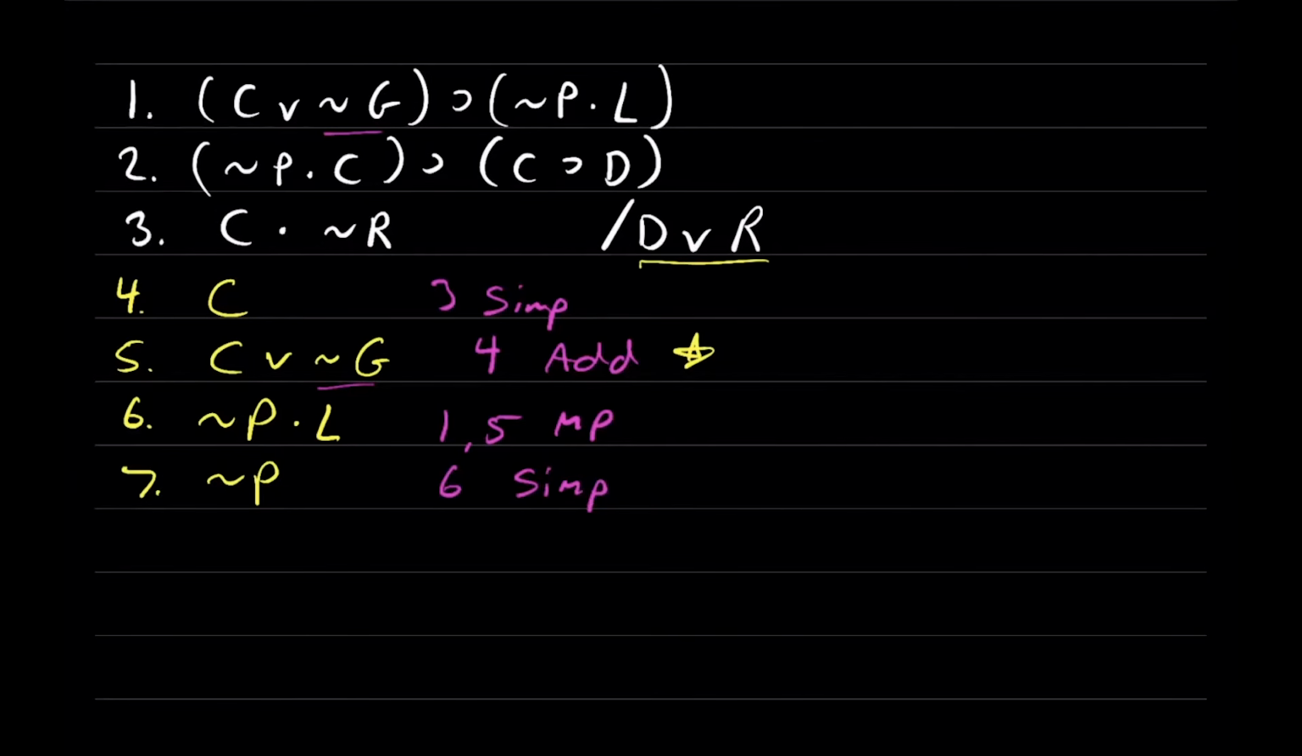Okay, we're getting there. The next thing I notice is that the antecedent of the conditional in line 2 is not P and C. Well, we have C on its own line in line 4. We have not P on its own line in line 7. If we can join those together with a dot using the conjunction rule, that will give us the antecedent of this conditional in line 2. So let's do that. Not P and C. And that now is going to follow from line 4 and line 7 by conjunction.